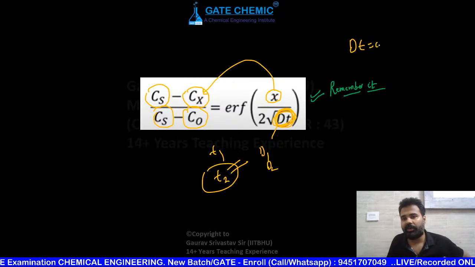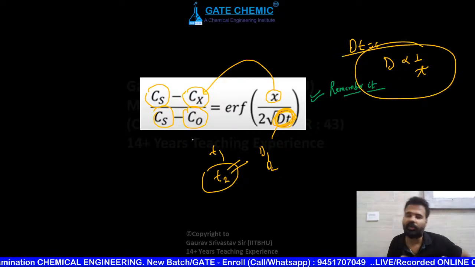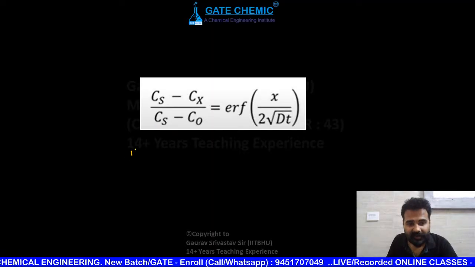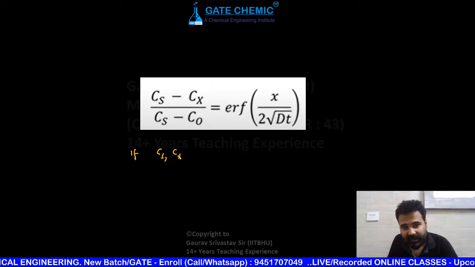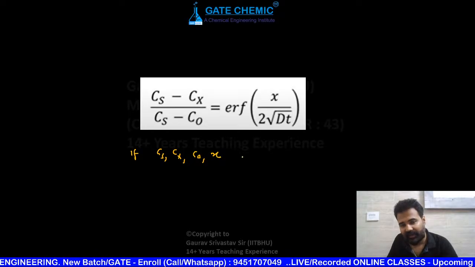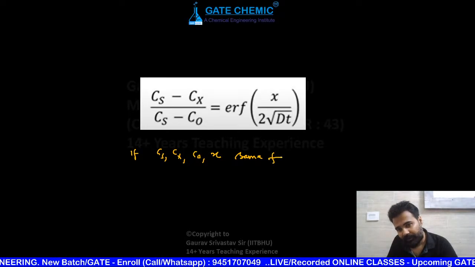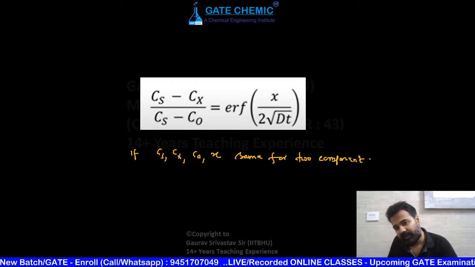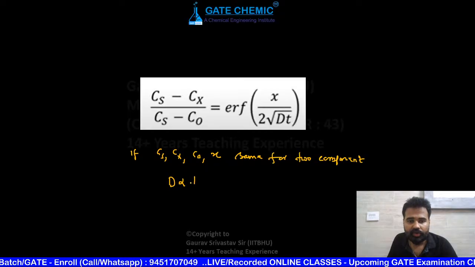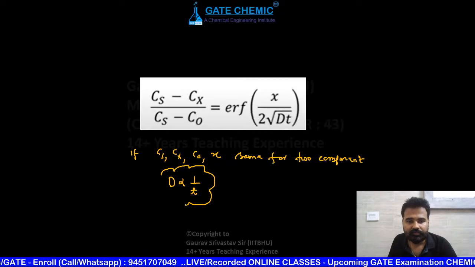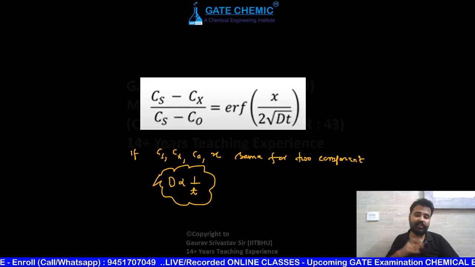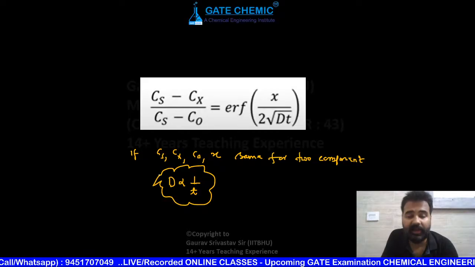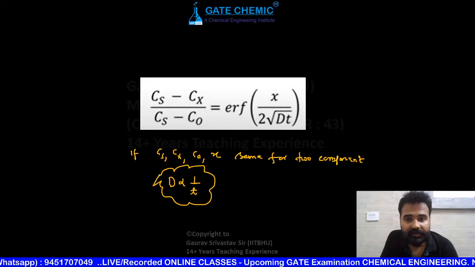So Dt will be constant, D is proportional to 1 by t. This is the most important thing that you have to remember from this equation, beta. If CS, Cx, C naught, x are the same for two components, then D will be proportional to 1 by t. You can tell that if its diffusivity was this much, then the diffusivity of the other will be this much, provided the time is given to you. Not distance, sorry, time. Are you getting my words?